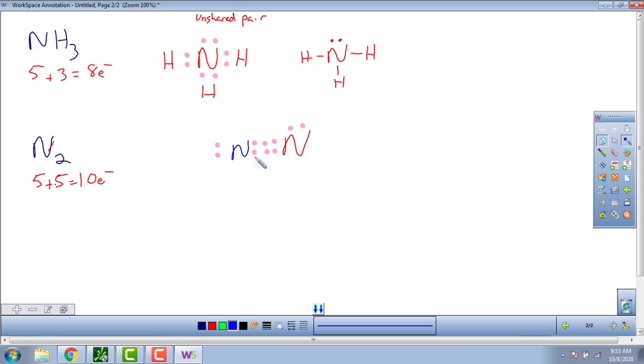So this is a triple covalent bond. There's 6 electrons shared there. And just like a dash represents 2 shared electrons, 3 dashes represent 6 electrons. And again, typically we put the extra electrons on the outside.